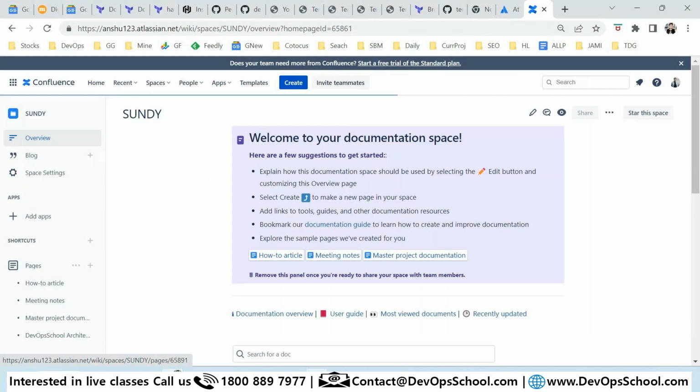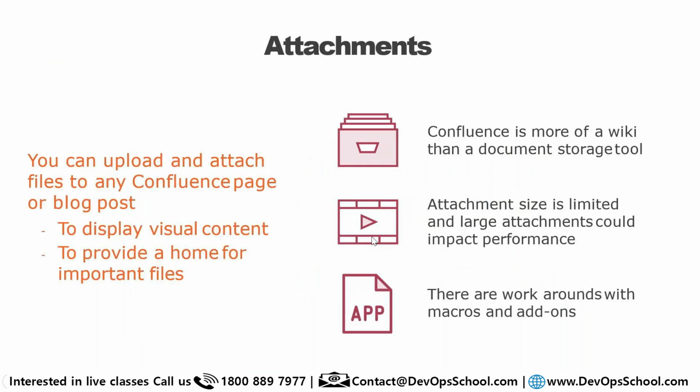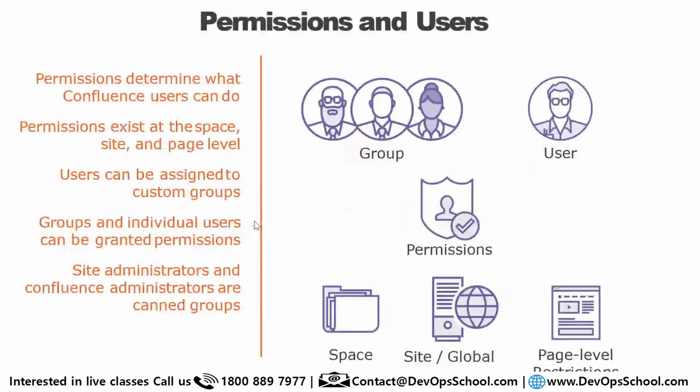So each space will have one blog, multiple posts you can have. Attachment I showed you that and stuff like that. Now pages and space both you can set a permission with the users group and so on. So here permission determine what Confluence user can do. Permission exists at a space level, site level, and page level. So page level you can manage the restrictions.